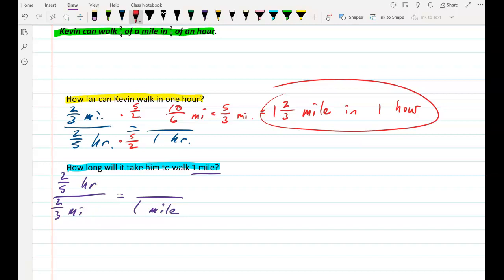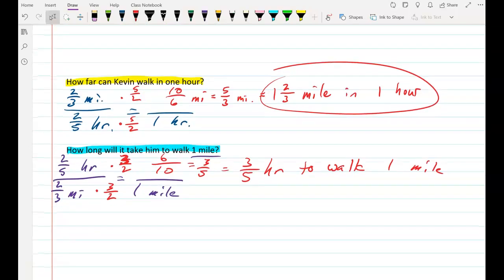Well, to get from 2/3 to 1, I'm going to multiply by 3/2. 2/3 times 3/2 equals 1. What is 2/5 times 3/2? 2 times 3 is 6. 5 times 2 is 10. That is 3/5. So we're looking at 3/5 of an hour to walk 1 mile. Now, just for funsies, what is 3/5 of an hour?